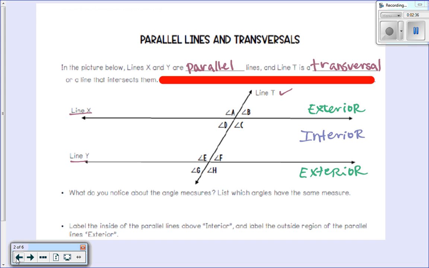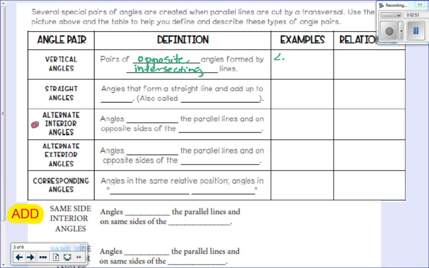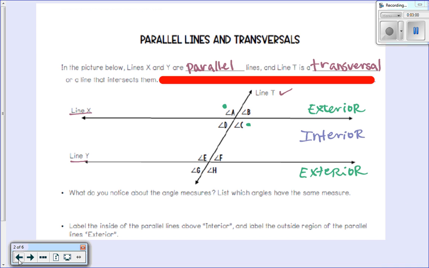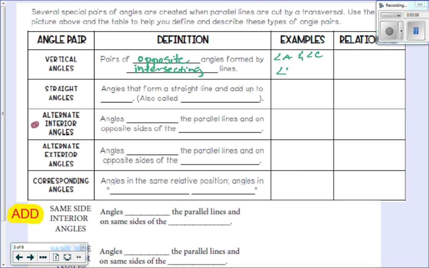If we're looking at angle A, what angle is vertical to angle A? Angle C. Very good. So let's go ahead and write that down. Angle A and angle C. Can you name one more? Are there any vertical angles down here we can name? Angle E and angle H. Good. There are more than just those.